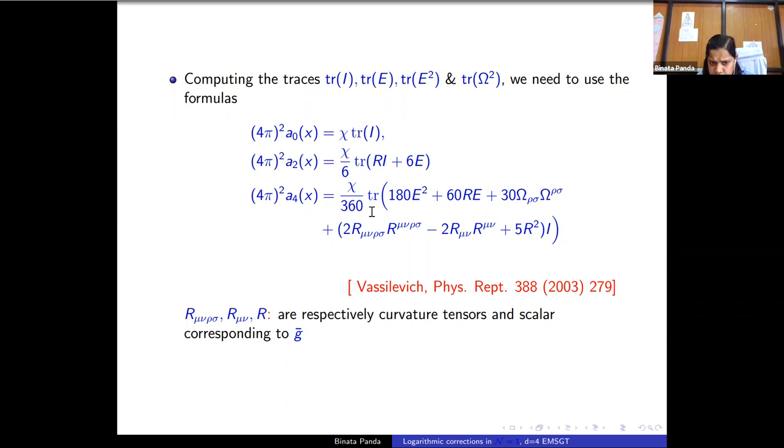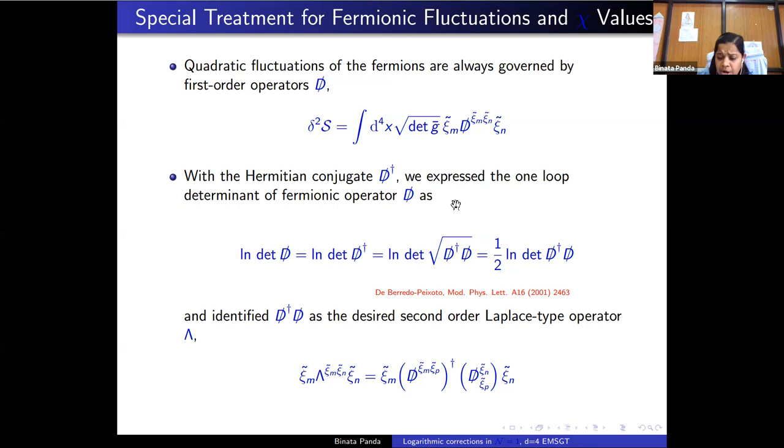However, the R mu nu, R mu nu rho sigma, and R are the Riemann tensor, Ricci tensor and Ricci scalar, respectively, the curvature tensors and scalar corresponding to the background metric. So you can basically write down the answer in terms of local invariants of the background metric. So the main job of chi is there.